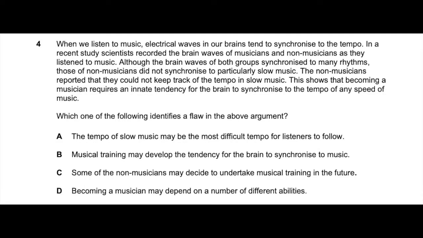Question 4. When we listen to music, electrical waves in our brains tend to synchronize to the tempo. In a recent study, scientists recorded the brain waves of musicians and non-musicians as they listened to music. Although the brain waves of both groups synchronized to many rhythms, those of non-musicians did not synchronize to particularly slow music. The non-musicians reported that they could not keep track of the tempo in slow music. This shows that becoming a musician requires an innate tendency for the brain to synchronize to the tempo of any speed of music. Which one of the following identifies a flaw in the above argument?